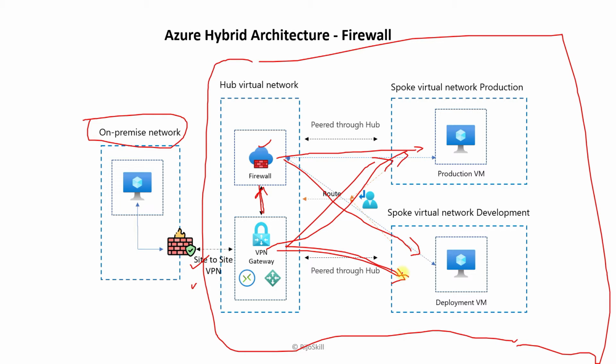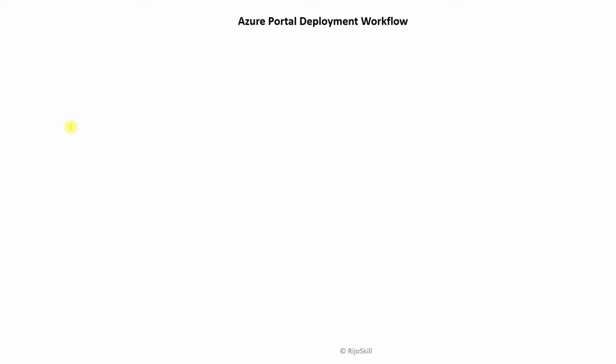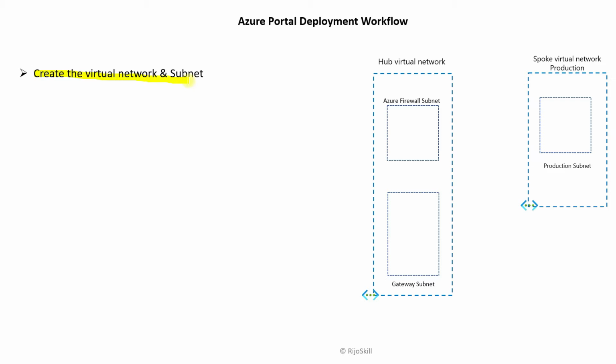We will go to the Azure portal and do the same concept there. So how can we deploy it in the Azure portal? Now, the Azure Portal deployment workflow. First we will create the virtual networks, the hub virtual network and the spoke virtual network. We will create the Azure Firewall subnet and the gateway subnet, and likewise the production subnet. So now we will go to our Azure Portal and finish the first step.